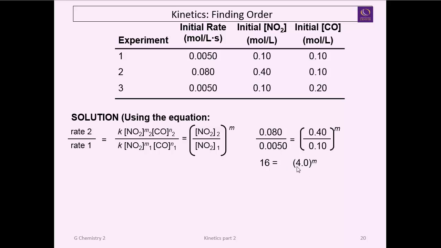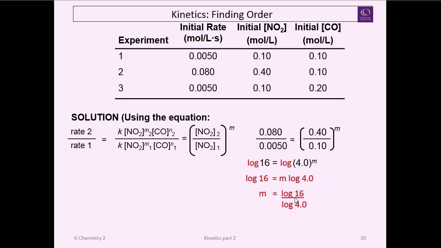In other words, it's not always a pretty number. 4 raised to the second power is 16, and that was easy enough. But just to show you how this is done, if you raise both of these to the log, you'd have the log of 16 equals anything raised to the power m. If you take the log of it, the m will fall out, and you're left with the log of 4. So now let's just isolate m by moving the log of 4 over.